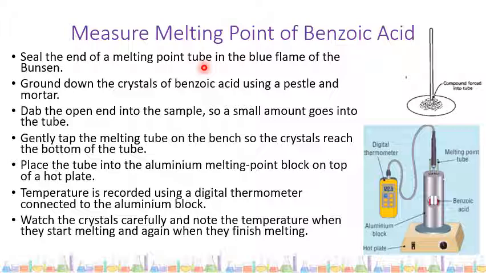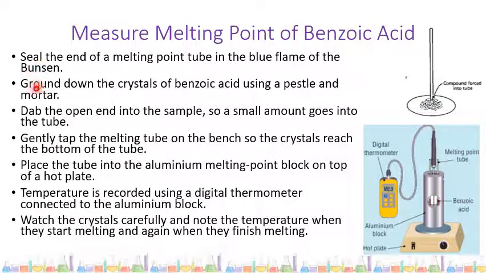So to get started, we take a melting point tube, also called a capillary tube, which is about the width of your lead in your pencil. It is open on both ends, so we hold one end into the blue flame of the Bunsen burner to melt it shut. We then place the open end and dab it into our sample of crystals in order to force some of the crystals into the melting point tube.